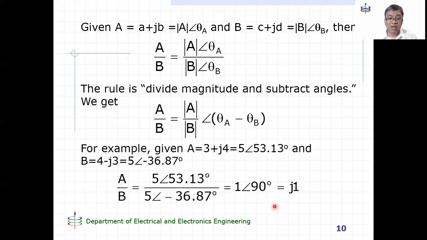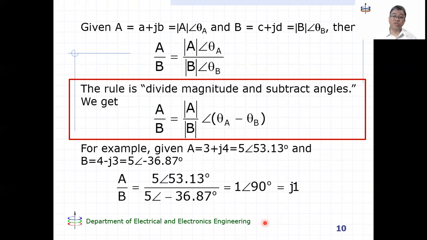Let's say an example. The complex number A is 3 plus j4, which is 5 angle 53.13. Complex number B is 5 angle minus 36.87. To get the ratio, 5 divided by 5 is 1. The angle, 53.13 minus negative 36.87, is positive 90. So that's 1 angle 90 in polar form. In rectangular form, real component is 0, imaginary component is 1. So we're not proving anything anymore. We're just showing the easy way of getting the ratio between two complex numbers. We use this rule here. Magnitudes, you divide them. Angles, you subtract from each other.